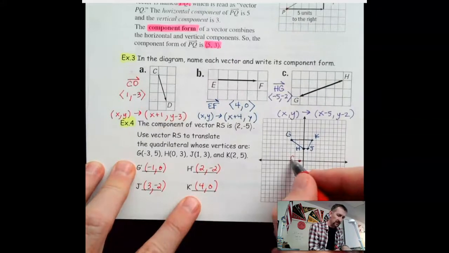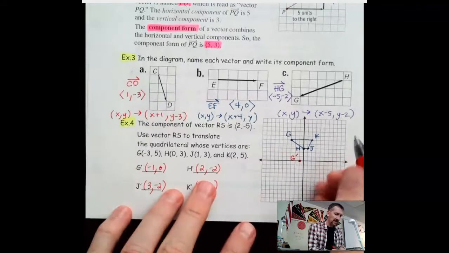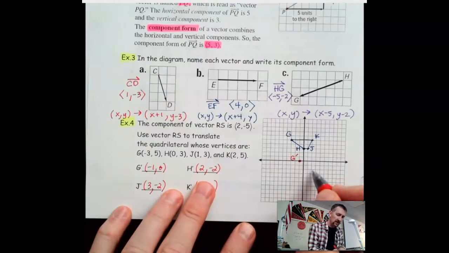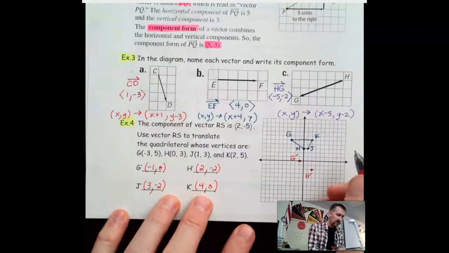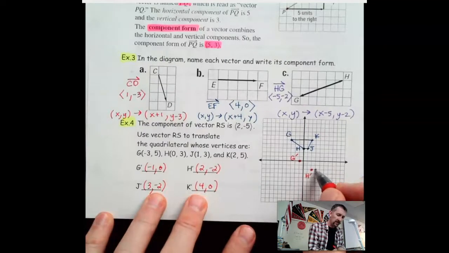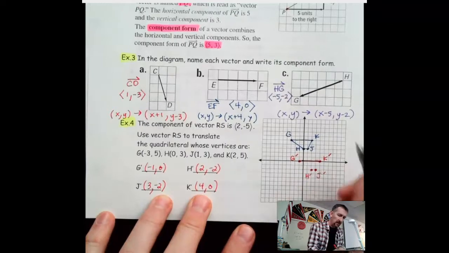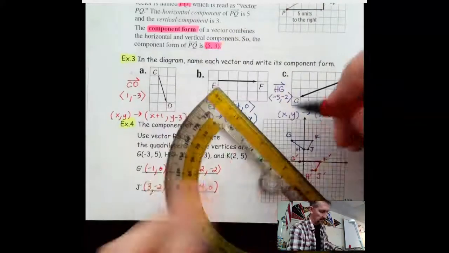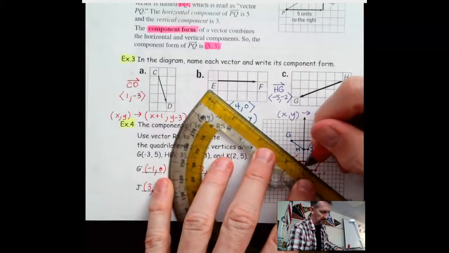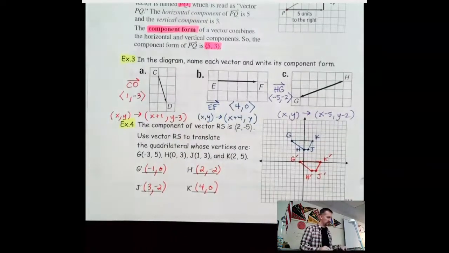Alright, so negative 1, 0 is right here. That's going to be G prime. H is 2, negative 2. That's right here. H prime. 3, negative 2. That's going to be J prime. And 4, 0. Be K prime. So there is our translation.